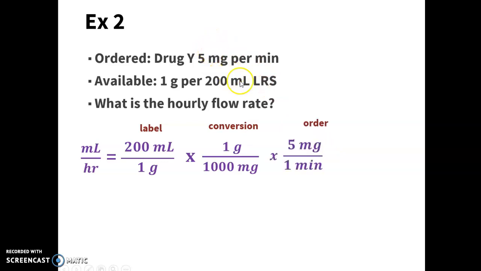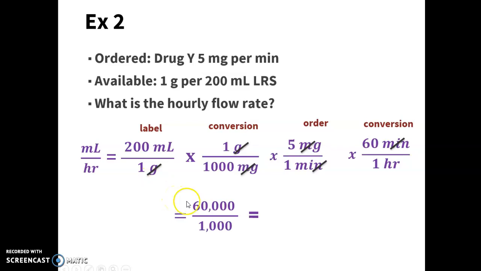That's in our order. 5 milligrams needs to happen in 1 minute. But we can't stop at minutes, even though we're out of information. Our desired answer was milliliter per hour. Okay, so we do need to change the minutes into hours using that last conversion there. So check those units. Grams cancel, milligrams cancel, minutes cancel. We have milliliter on top and hour on bottom. So multiply everything across the top, multiply everything across the bottom, and then you get to divide and get 60 milliliters per hour.